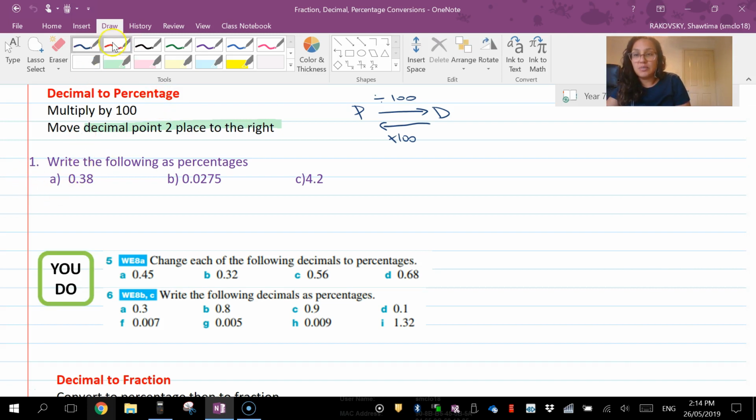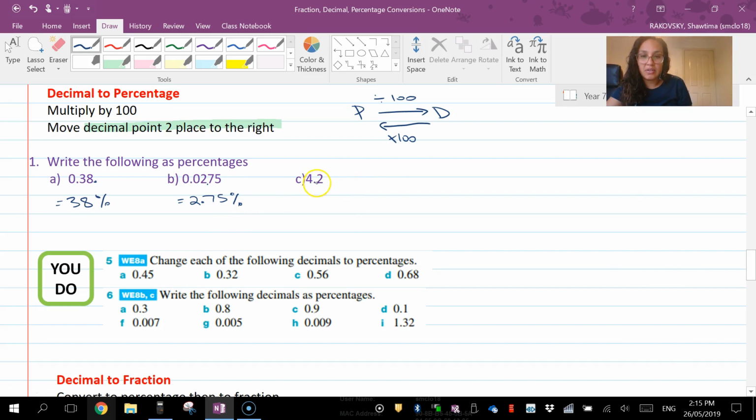So here's my decimal. I'm going to move it 2 places to the right. So that puts it there now, and the answer is going to be 38. I don't need to write the 38.0, we don't need to write that anymore. With this one here, I'm going to move my decimal 2 places to the right, 1, 2. And the answer then becomes 275%. And don't forget, because we are going to percentage, add your percentage symbol.